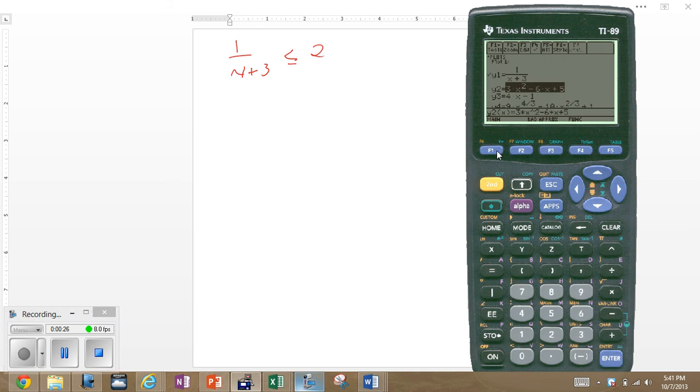That's the graph of y1 equals 1 over x plus 3. And from that graph, I want to see when it is less than 2. So in y2, I can just put the horizontal line y equals 2.